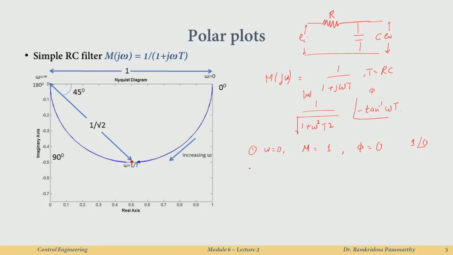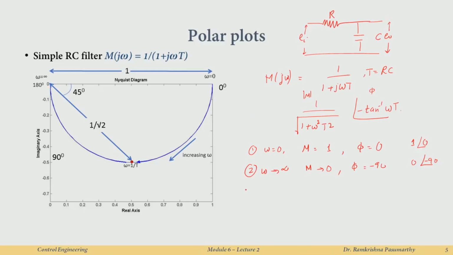Okay, now let's do the other extreme. What happens as omega goes to infinity? As omega goes to infinity, what you see is that the magnitude goes to 0, and the angle phi becomes minus 90, right? The negative tan inverse of infinity is minus pi by 2. So I have a phasor which looks like 0 with an angle minus 90. So it will just be some tangential here, right? This direction, this one.